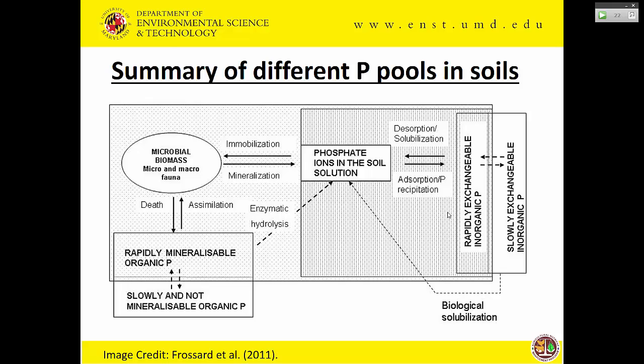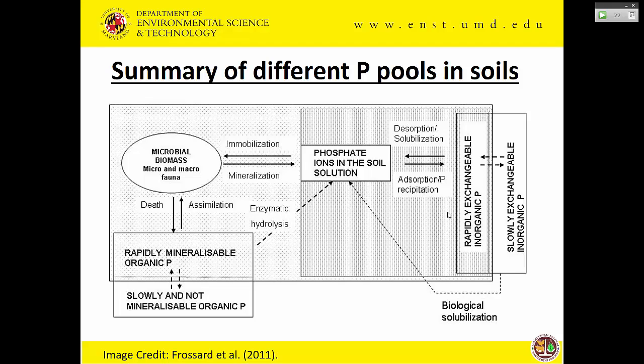This is another way to look at the whole phosphorus cycle. So this is the soil solution. This side are all your inorganic forms. This is your slowly exchangeable, which is the mineral phase. This is the sorption, adsorption processes. And this is all the organic phosphorus pool. Again, these are microbes that die, mineralize, and phosphorus comes into solution. Microbes take up phosphorus, immobilization, and then they die and contribute to the organic matter pool. So everything is in equilibrium.